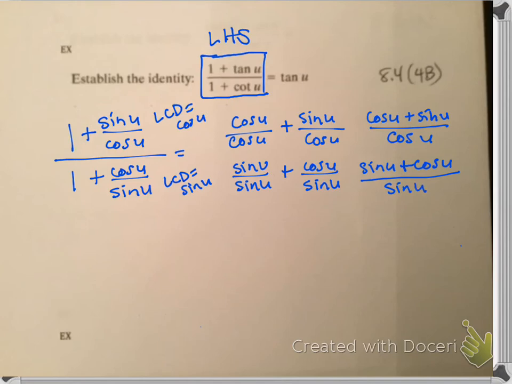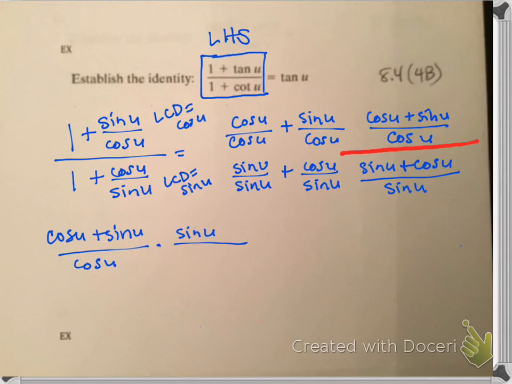Okay, now remember, this is a complex fraction. I'm going to go ahead and draw the main division sign. So what I'm going to do is reciprocate the denominator. So this becomes cosine u plus sine u all over cosine u times sine u over sine u plus cosine u. Okay, because addition is commutative, I can change the order and still have the same thing.